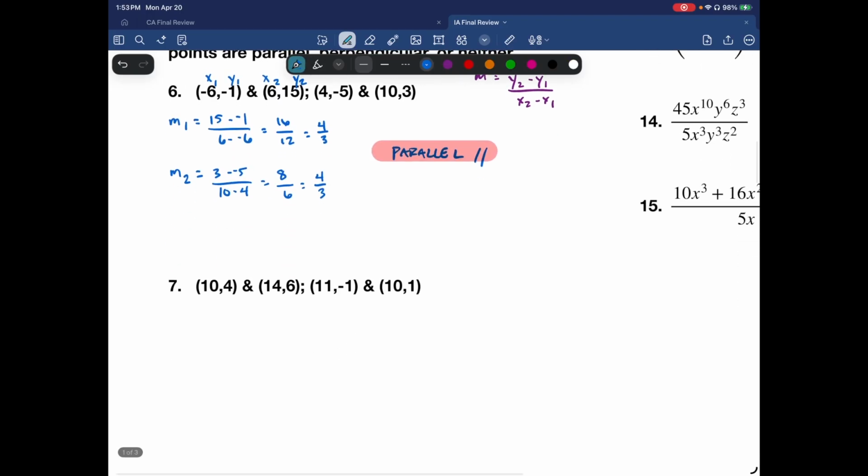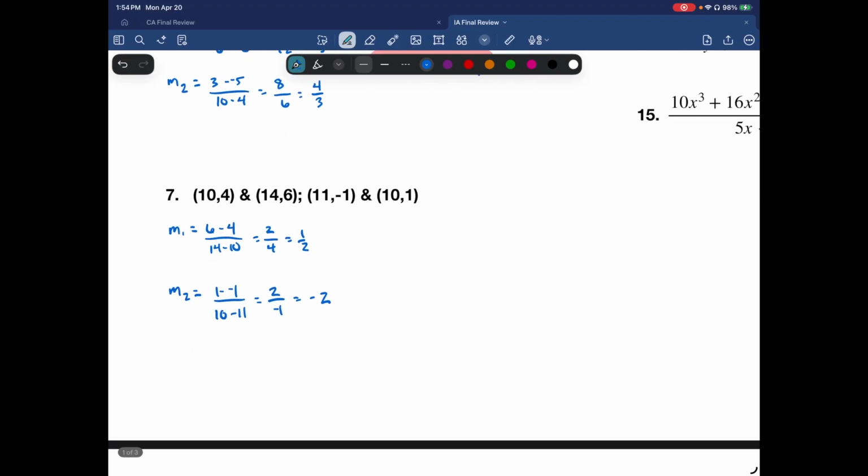All right, number 7. All right, so I got my first slope. I got, let's see, 6 minus 4 over 14 minus 10. All right, that's going to give me 2 on top and 4 on the bottom, so that's 1/2. All right, check out my second slope. I got 1 minus negative 1, over 10 minus 11. That's going to give me 2 on top, negative 1 on the bottom. This is going to give me negative 2.